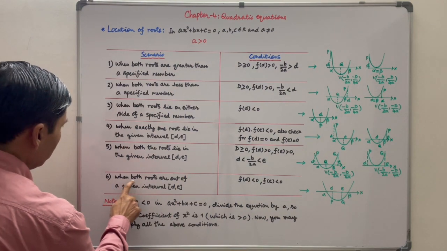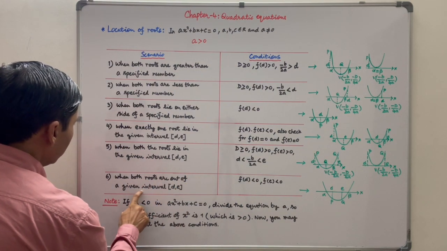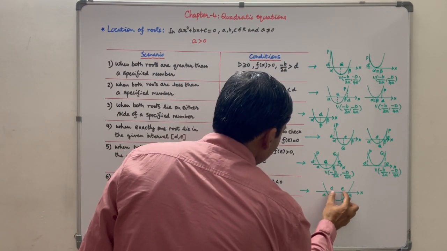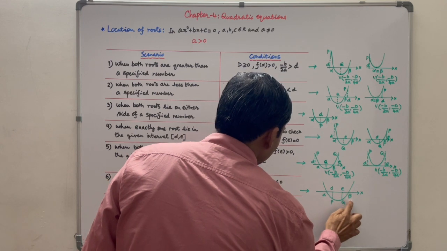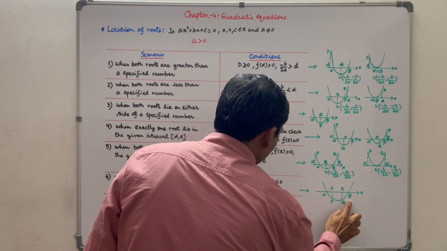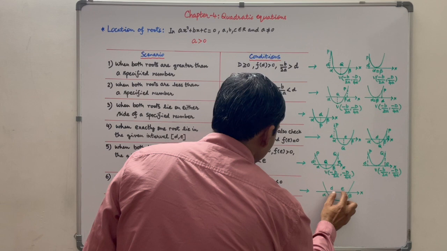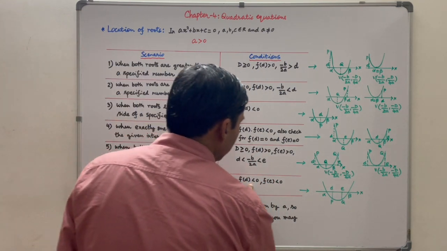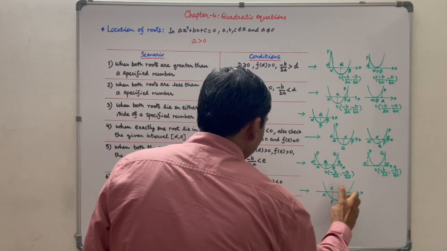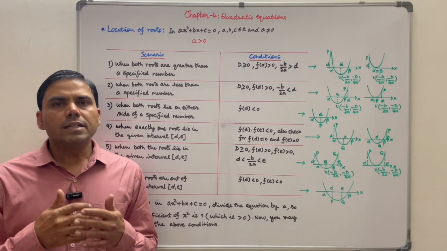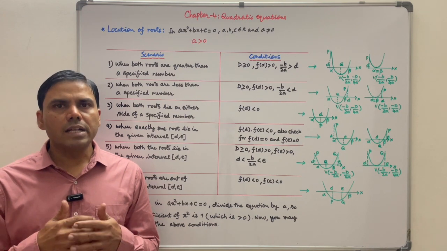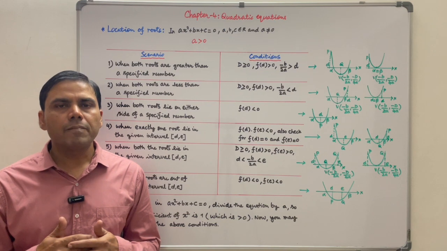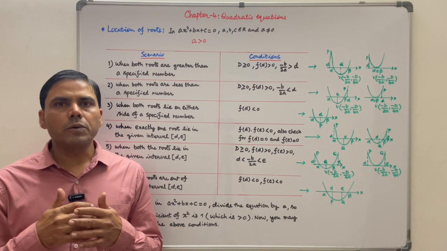Scenario 6. When both roots are out of a given interval d, e. Suppose this is the given interval and roots are alpha and beta. So alpha and beta both are out of the given interval. So there are two conditions applicable in this scenario. Fd is less than 0 and Fe is less than 0. There is no need to memorize the conditions scenario wise. Just draw the graph and mark those points and roots. Then you can write the conditions on your own.